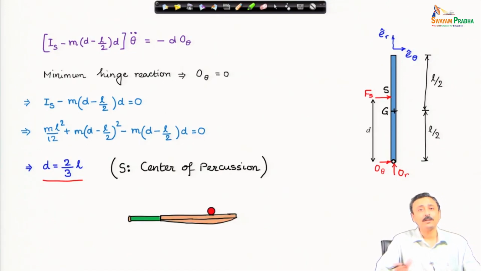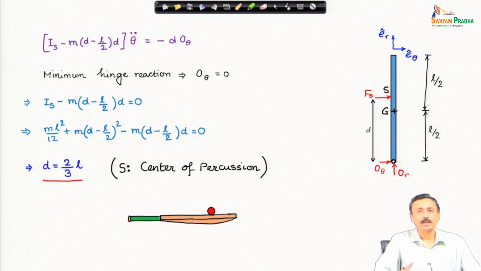This is very important in various other applications as well. For example, in a cricket bat, if a batsman can get the ball at the center of percussion of the bat, then the batsman will not feel any impulsive reaction of the ball, because when the ball hits the bat or the bat hits the ball, there will be an impulsive force. But if the ball is taken at the center of percussion of the bat, then there is no additional transverse force produced on the hand.